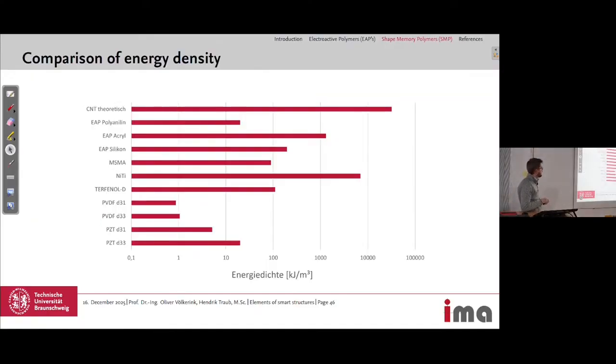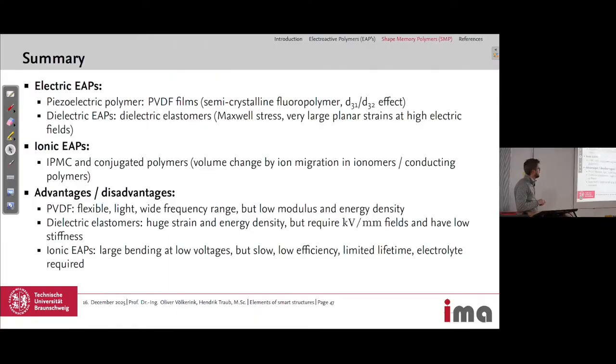Yeah, maybe we also skip that. You can look at this afterwards. It's a comparison of the energy density between PVDF, piezoceramic, and also electroactive polymers with acryl and silicone. So you get an impression of the different energy densities stored in the material we spoke about. And with that, we come to the summary.